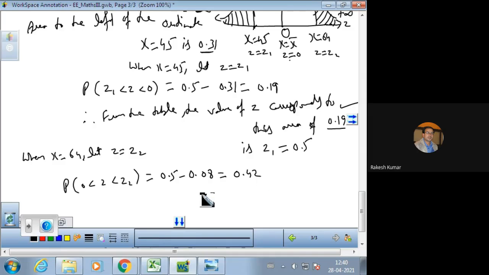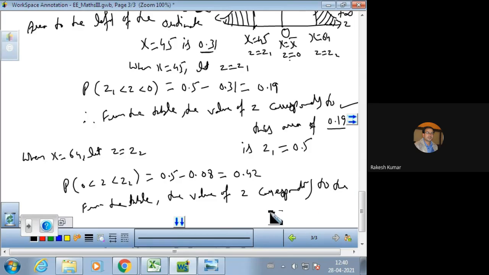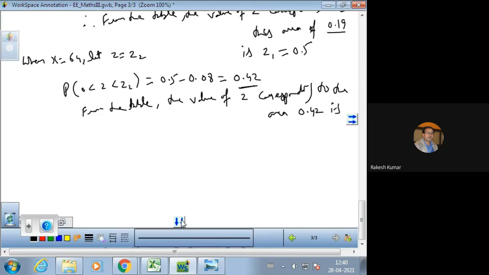And from the table, the value of Z corresponding to the area 0.42 is. अब इस एरिया के correspondingly point हम लोग find करेंगे, and that point is Z2.